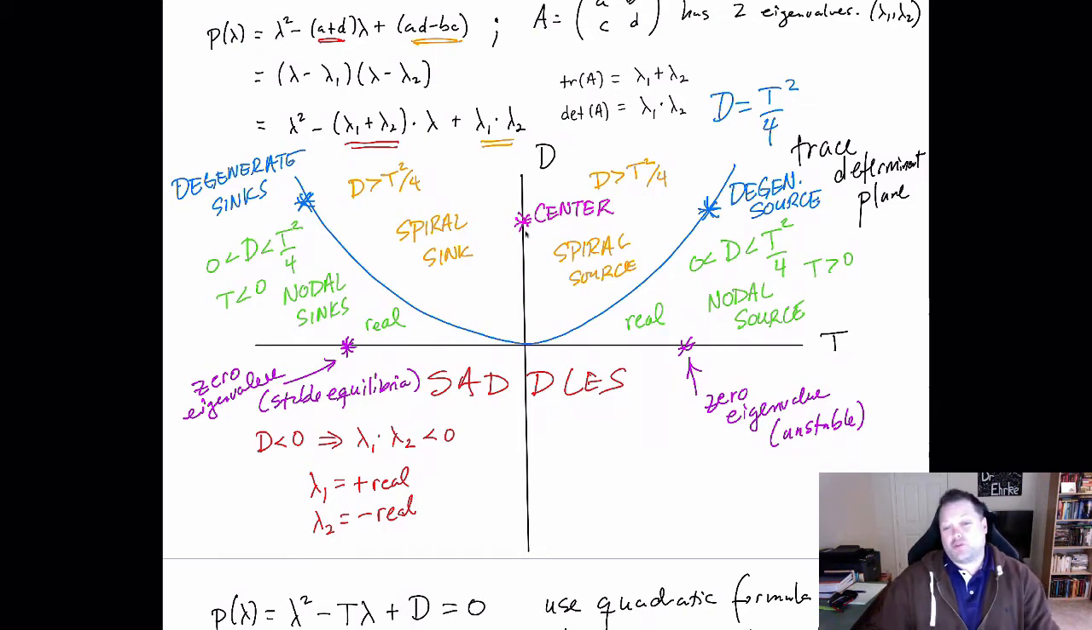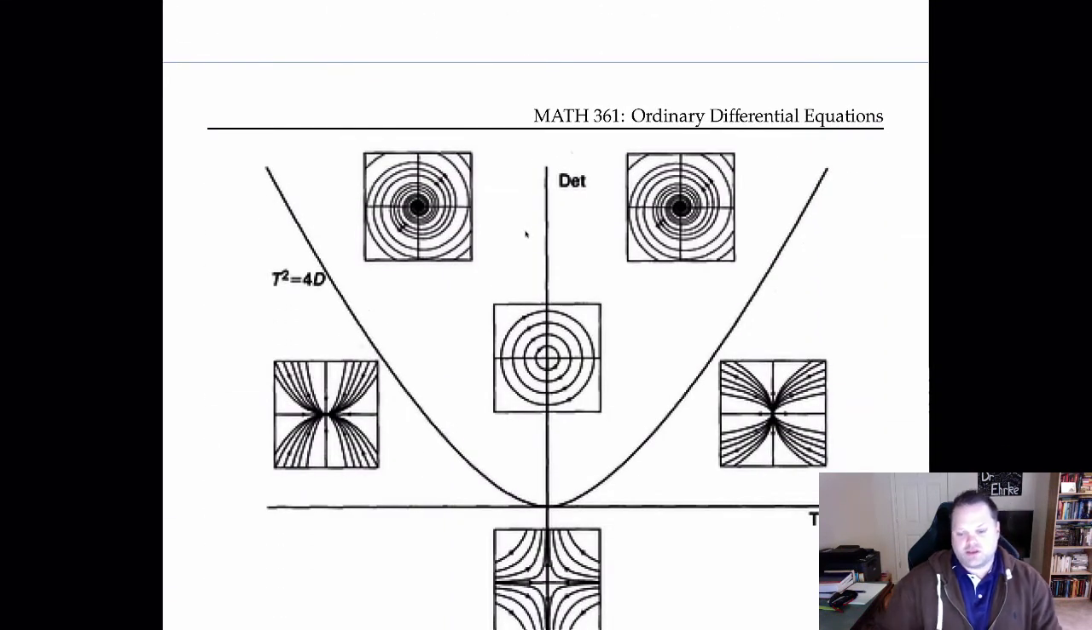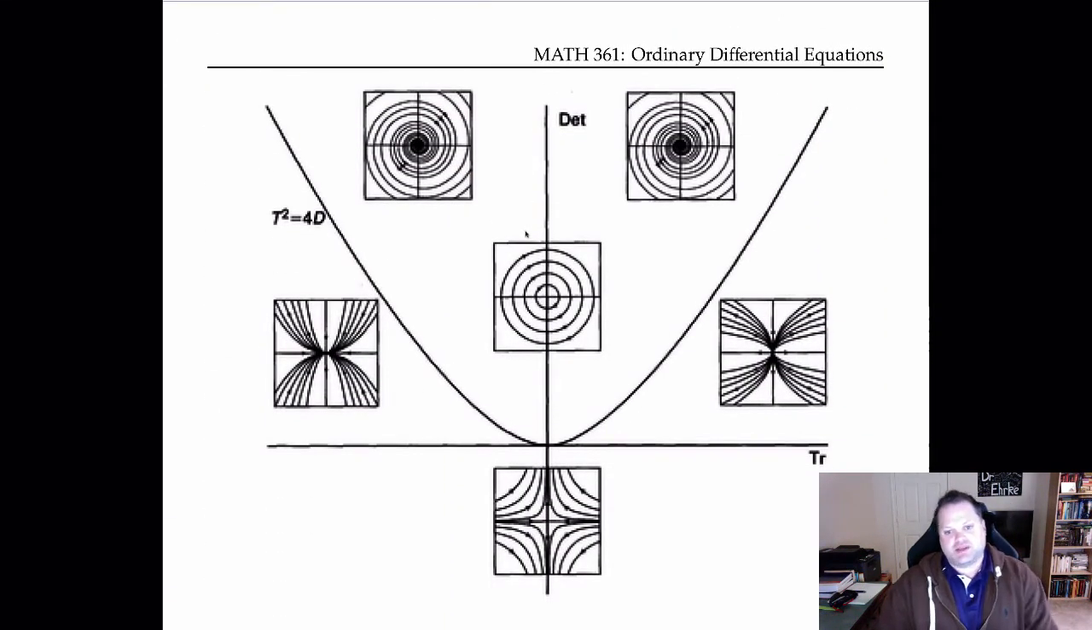So I'm going to work through a couple of examples to show you how we can use this real quick. I do want to let you know that there is an image like this in the notes, and the textbook probably has an image like this as well. These are our spiral sinks, spiral sources, centers, nodal sinks, nodal sources, and saddles. Those are the main ones, okay? The repeated eigenvalues lie along the critical polynomial.